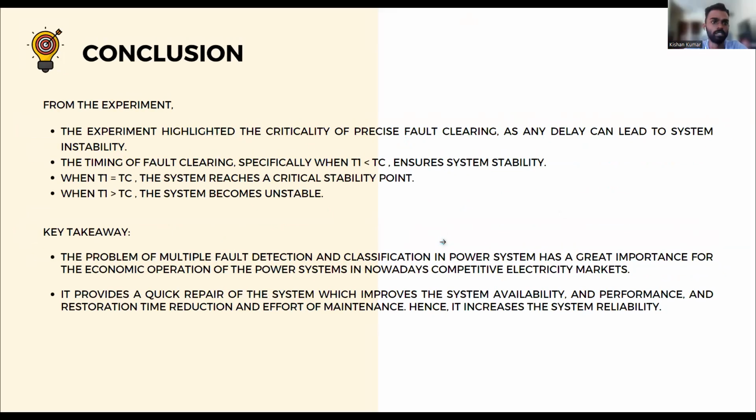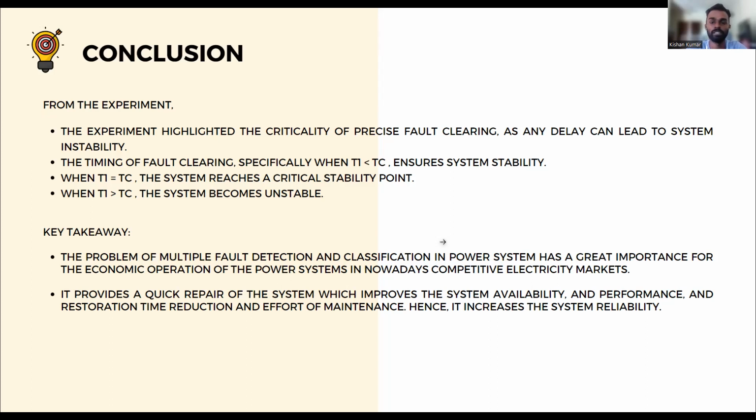Okay, so for the conclusion part, from the experiment we were able to understand that the experiment highlighted the criticality of precise fault clearing, as any delay can lead to system instability. So the timing of the fault clearing, specifically when T1 is less than TC, which is the critical time, ensures system stability. When T1 is equal to TC, the system reaches a critical stability point. And when T1 increases above TC, the system becomes unstable.